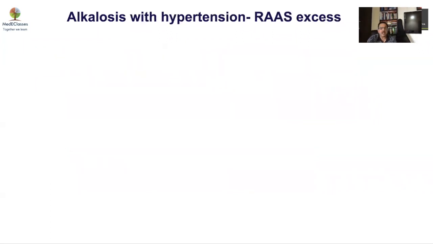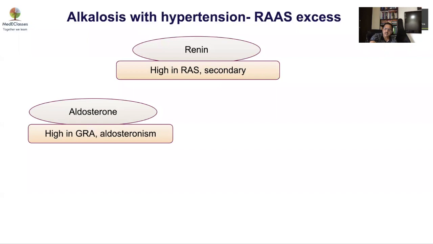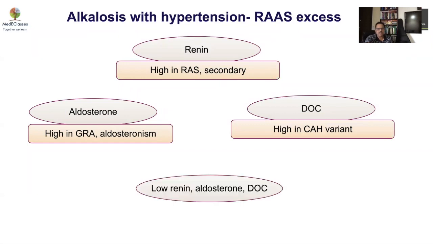If somebody has alkalosis with hypertension, think of a RAAS excess situation, look at renin and aldosterone levels, and then you can interpret that. And if both levels are low, look at DOC excess situations like CAH variants.